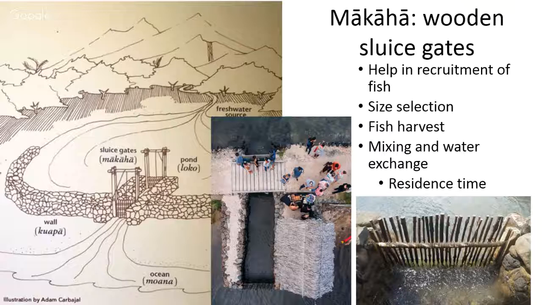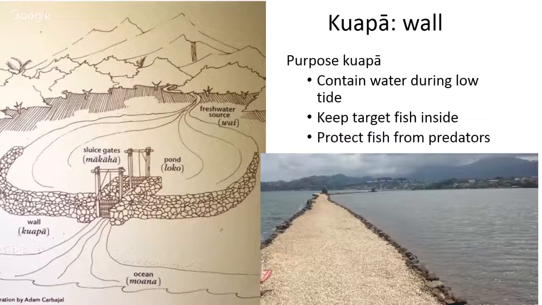The kuapā, the wall, had several functions. First of all, it contained the water during very low tide, so it prevented the fish pond from completely draining. So they ensured that you would always have a minimum water level for the fish to survive. And they kept the target fish inside while protecting them from larger predators outside.